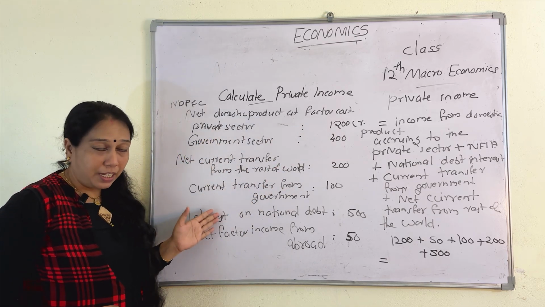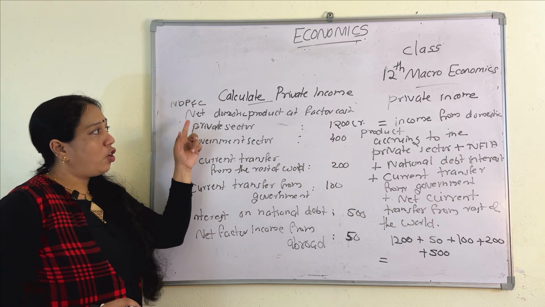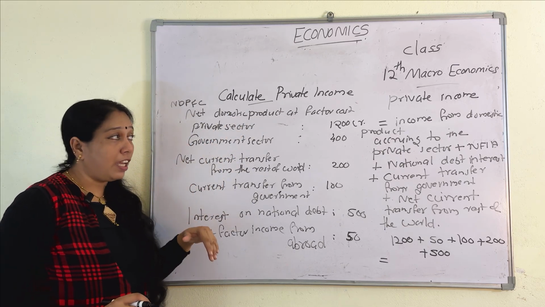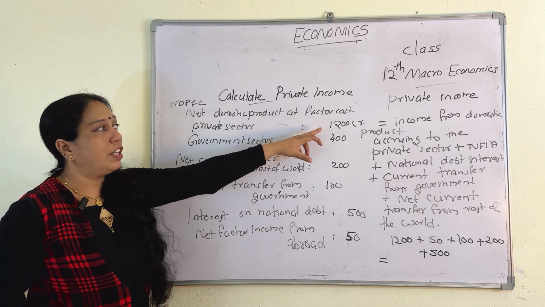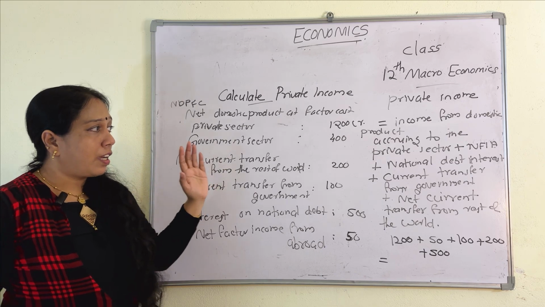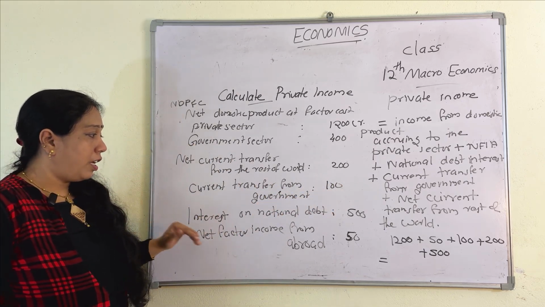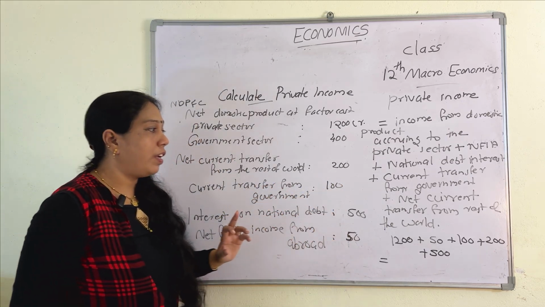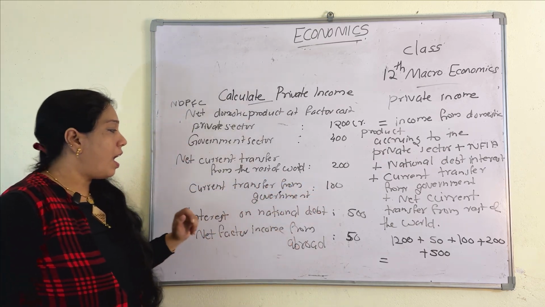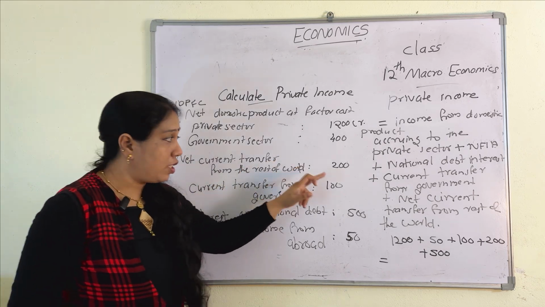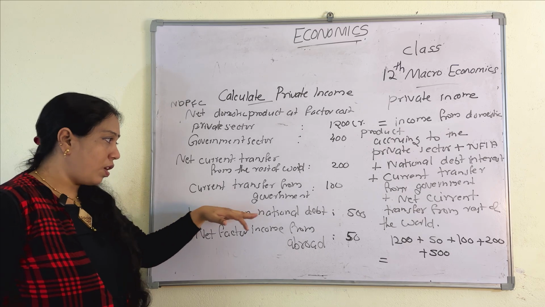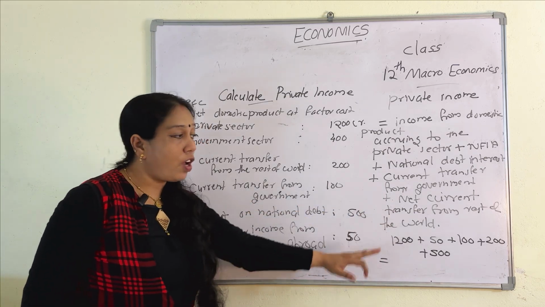All of it is available in the data directly. Net domestic product at factor cost of the private sector, that is the private sector domestic income, is given as 1200 crore, plus net factor income from abroad 50 crore. Next one is current transfer from the government 100 crore, and net current transfer from the rest of the world is 200 crore. Likewise, national debt interest, that is interest on national debt, 500. You have to add all this.